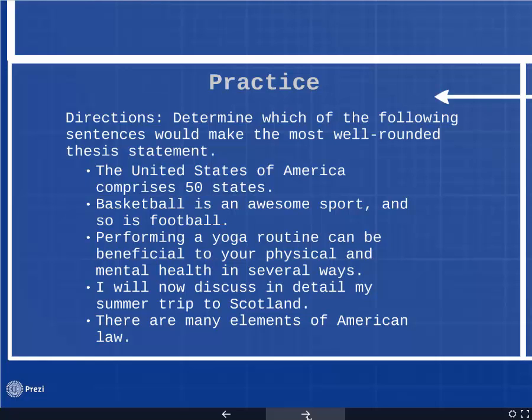Alright, looking up here at the top, the United States of America comprises 50 states. This is far too narrow. It's just a basic fact or a supporting detail, and it would be very difficult to expand this into a 3 to 5 page academic essay.